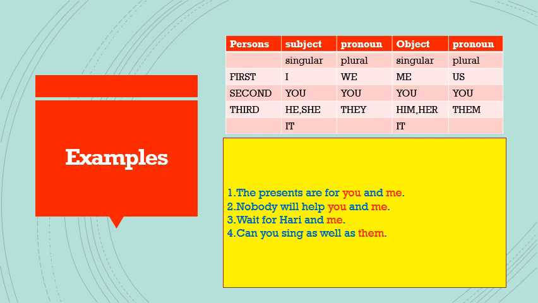So students, you can see a table over here which has first, second, third persons and subject, object, pronoun, singular, plural forms. So who is the first person? The first person is the person who is speaking. Like I am speaking to you, so I am the first person. The second person is the person spoken to. So if I am speaking to you, you are the second person.